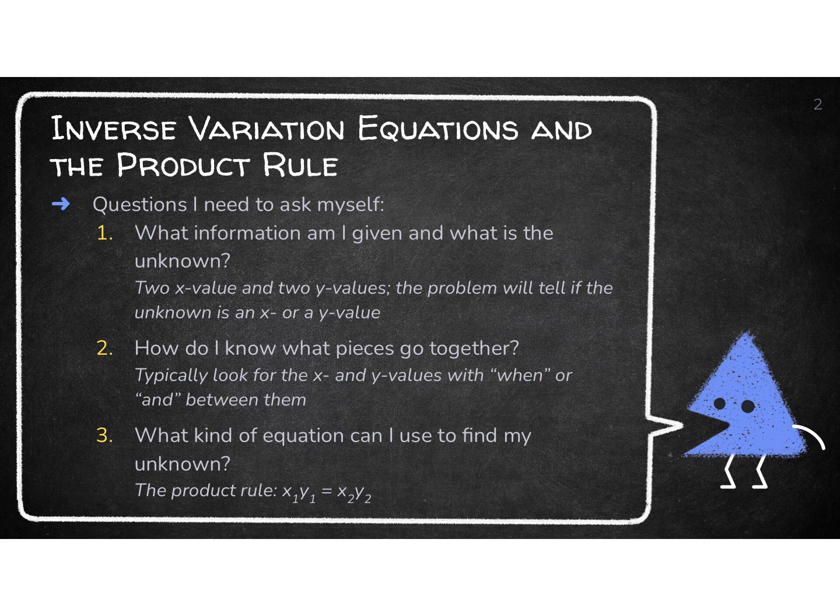You will know what pieces go together when they say x and y values, or when something is paired with the word when or and in between them. You will then plug those in to the product rule application, which is given right here. You have x1, y1. And remember, when you have two things like that together, they are being multiplied. So it's really saying x1 times y1, and it's set equal to x2 times y2. So you're taking your first pair of numbers and multiplying it, and setting it equal to your second pair of numbers and multiplying it.